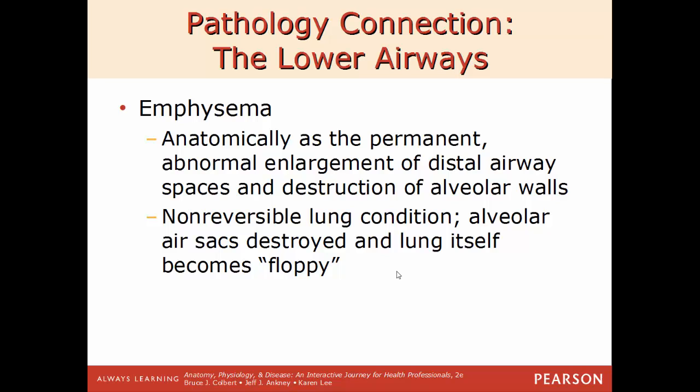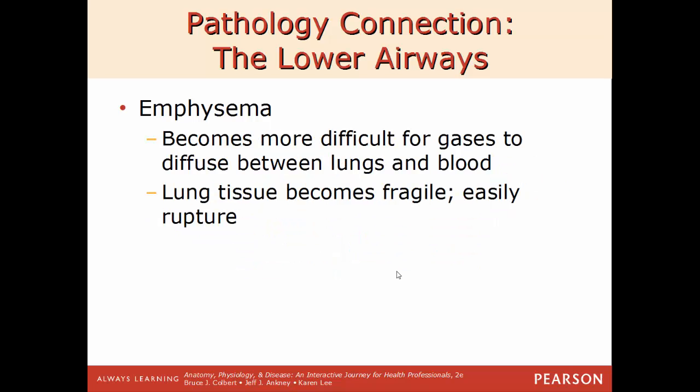So the alveolar air sacs become non-functional because they have lost their elasticity and basically become floppy pieces of tissue, and they just don't work anymore because structurally they aren't the same anymore. So it becomes much more difficult for gases to diffuse between the lungs and the blood, and also the lung tissue will become much more fragile and prone to rupture.